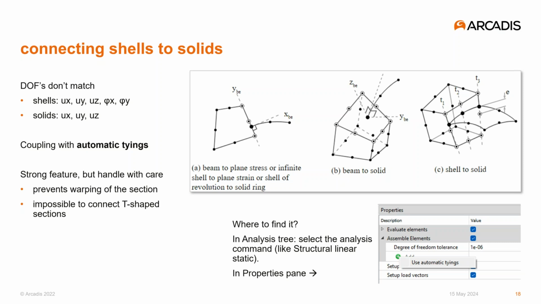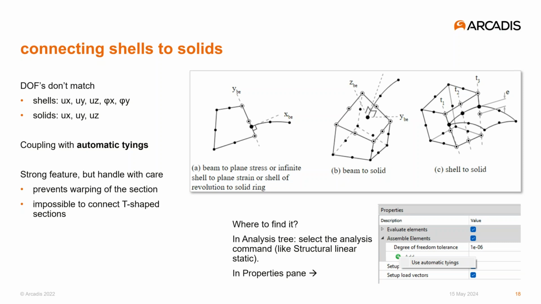A second issue related to the choice for a combination of solids and shells was the connection between the two. Just choosing your node positions at corresponding locations is not enough, as that couples only the translational degrees of freedom, resulting in a kind of hinge between the shells and the solids. The shell elements have 5 degrees of freedom per node, 3 translations and 2 rotations, whereas the solids have only the 3 translations. Diana has a very handy feature for this. It's called automatic tyings. It's a strong feature, but it should be handled with care.